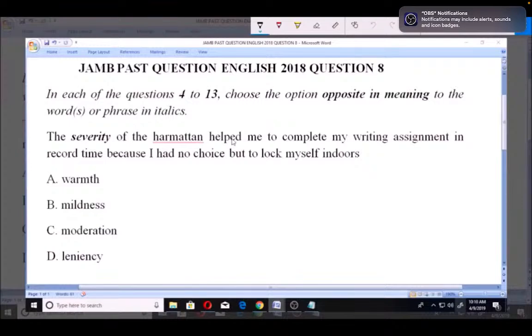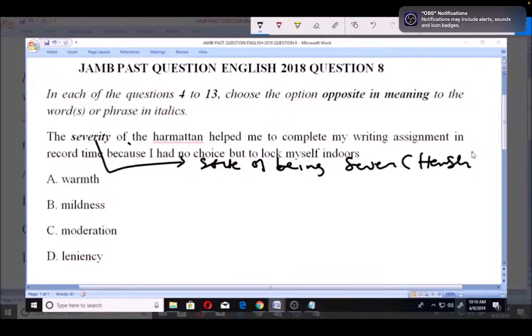But before we affirm that option B is the answer, it will be good we know the meaning of the other words. So let's look at the first word, severity, which is the word we are looking for. It means the state of being severe or harsh. We know that being severe simply means being harsh. So if the weather is harsh, it is severe.